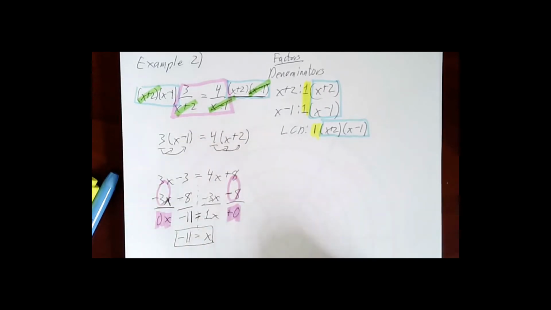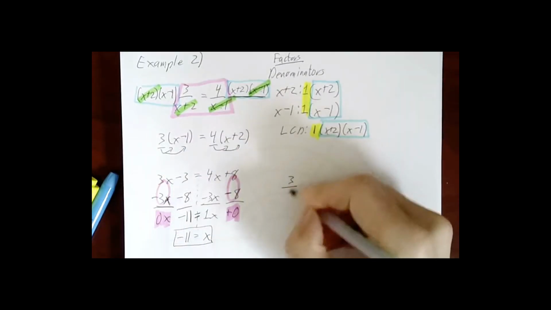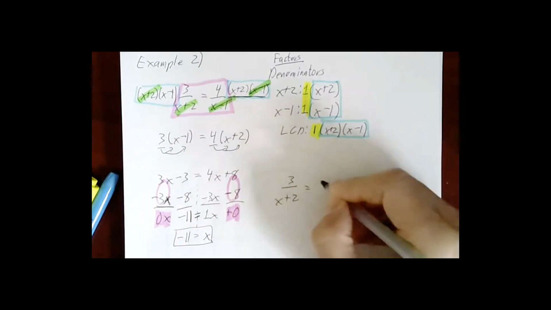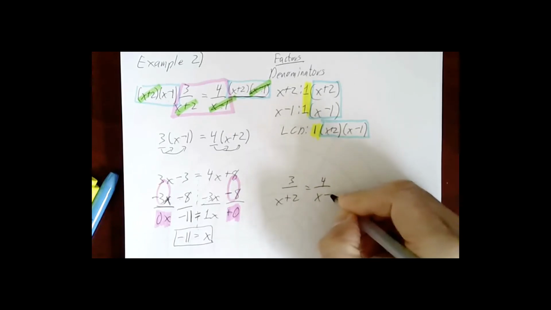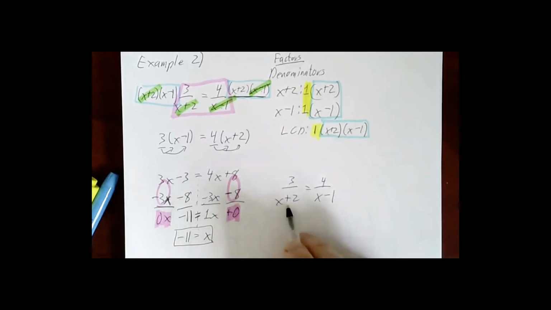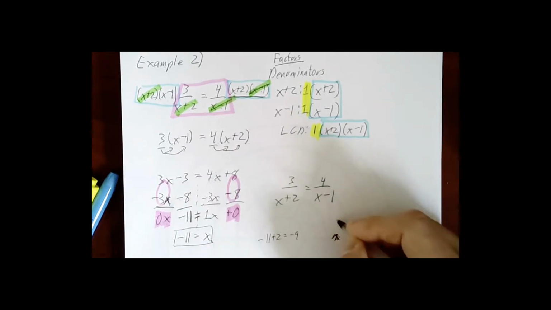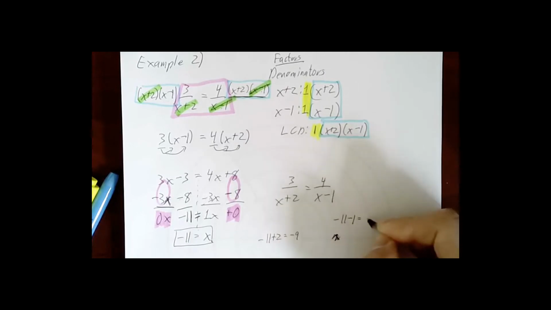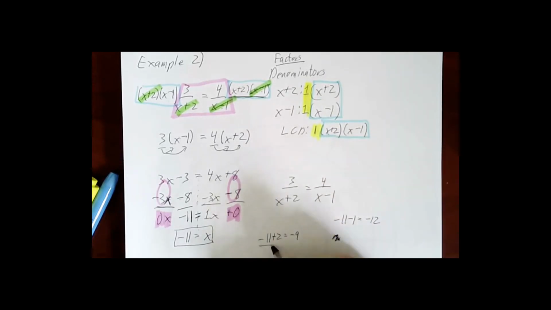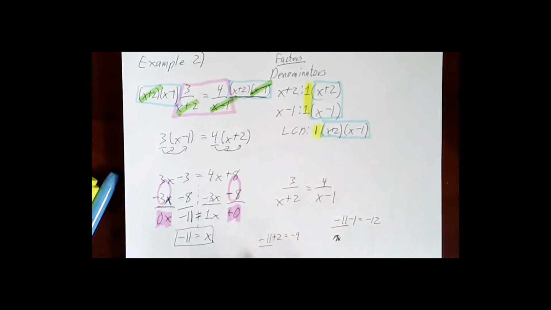Just to make sure, looking back at my original problem, 3 over x plus 2 will equal 4 divided by x minus 1. Does negative 11 make either of my denominators 0? And the answer is no. Negative 11 plus 2 is equal to negative 9. Over here, negative 11 minus 1 is equal to negative 12. So this negative 11 makes neither of my denominators equal to 0. This is a viable answer.